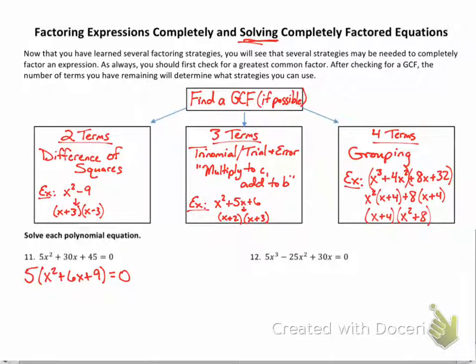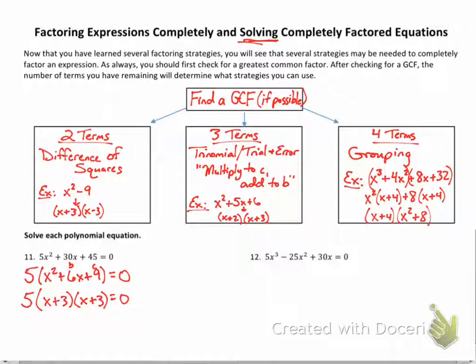So there was a GCF. We have a trinomial that is left over. So now we're going to use the trinomial strategy. Multiply to C, add to B. So what two numbers multiply to 9, add to 6? Well, the two numbers that do that are 3 and 3. So this will break apart as 5 times x plus 3 times x plus 3.